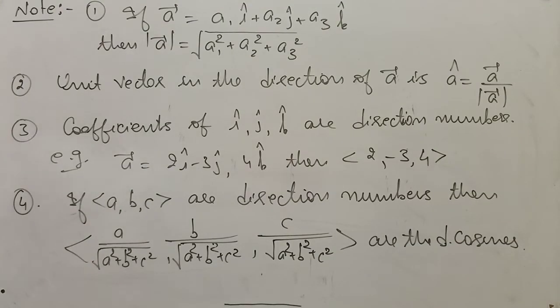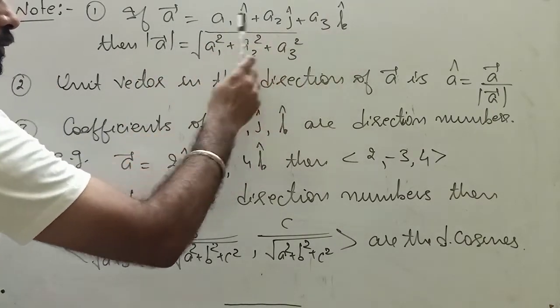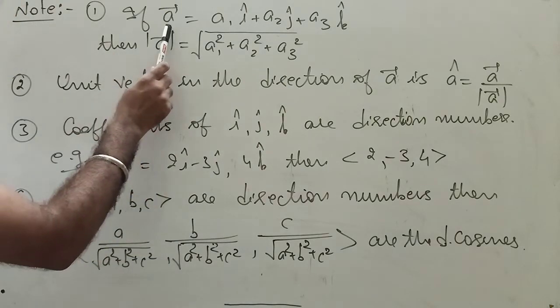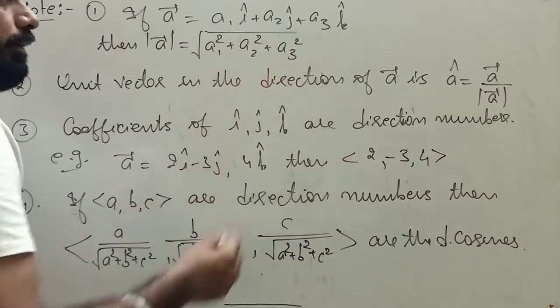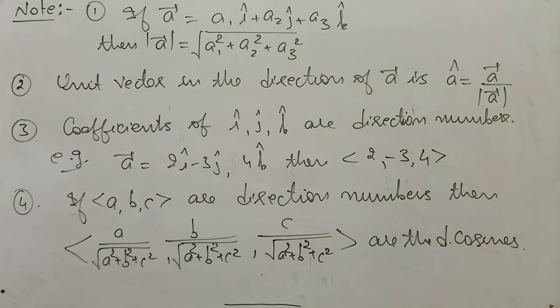Now there are some important things. First is, if vector A is in the form of ijk, a1 i plus a2 j plus a3 k, then its magnitude, represented by mod of A, is this. i, j, k are the unit vectors in the direction of x-axis, y-axis and z-axis, already read in physics.